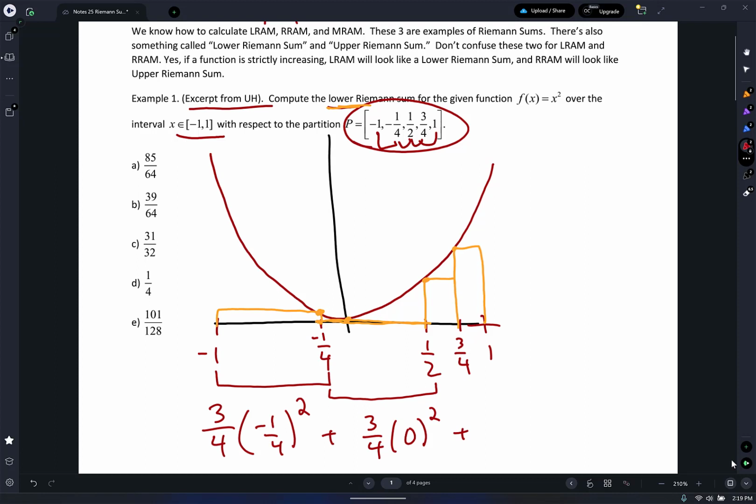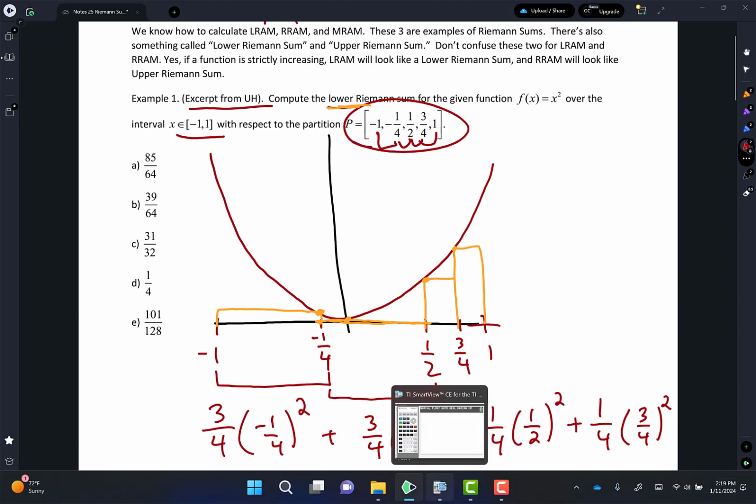And then plus, what's the gap between 1/2 and 3/4? 1/4, and the height is dictated by 1/2, so I square that. Plus, what's the gap between 3/4 and 1? And then the height is dictated by 3/4. I take the calculator and I add those up.